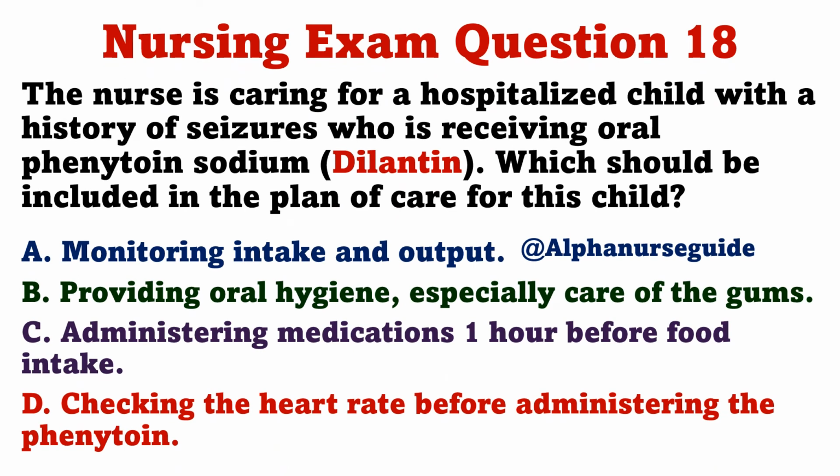Question 18. The nurse is caring for a hospitalized child with a history of seizures who is receiving oral phenytoin sodium. Which should be included in the plan of care for this child? A. Monitoring intake and output. B. Providing oral hygiene, especially care of the gums. C. Administering medications 1 hour before food intake. D. Checking the heart rate before administering the phenytoin.